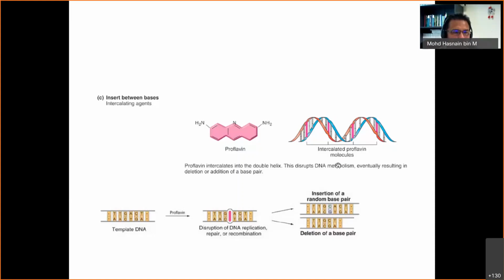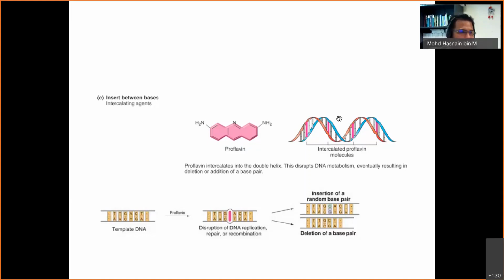When that happens, and at the same time it is undergoing replication or recombination, then random insertion can occur, or sometimes it causes deletion in the area, because the enzyme found that this region has a problem. I don't want to deal with it, I just remove this one and proceed with the next. So you can have insertion or you can have a deletion due to the presence of an intercalating agent.